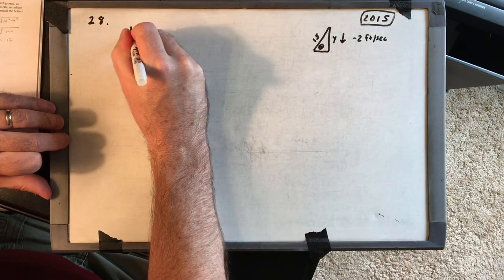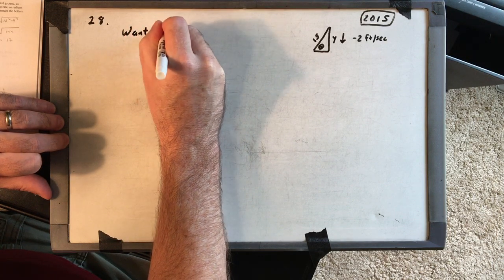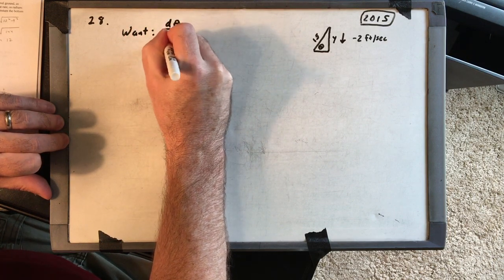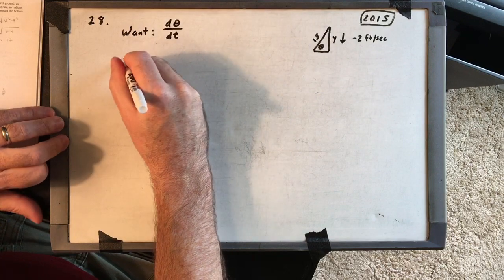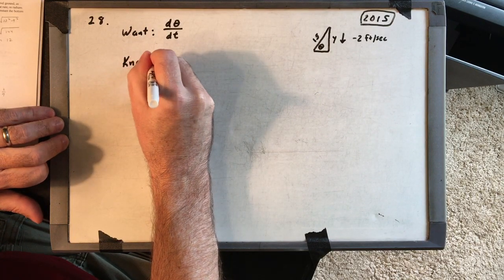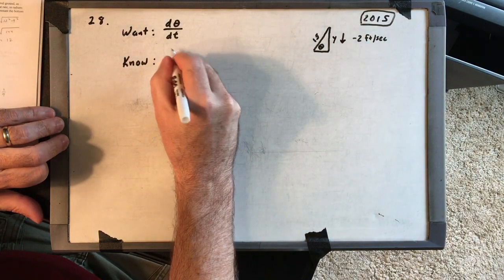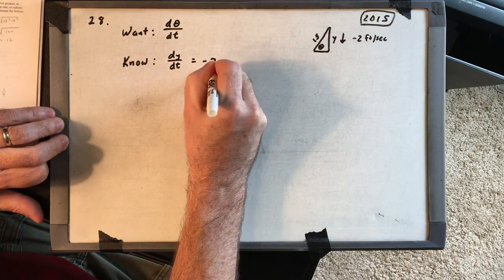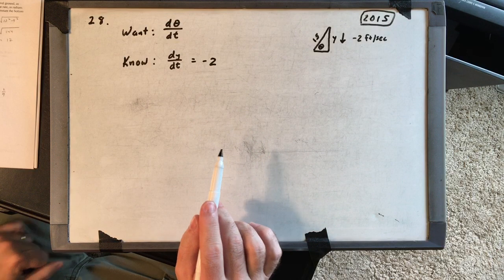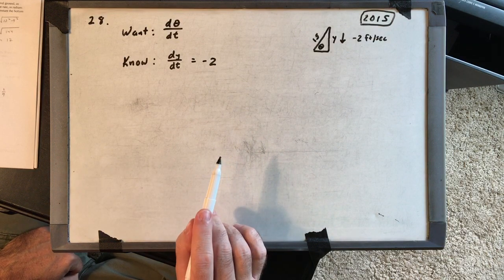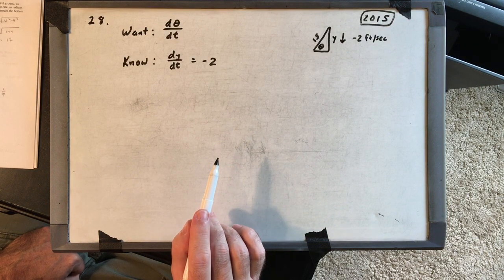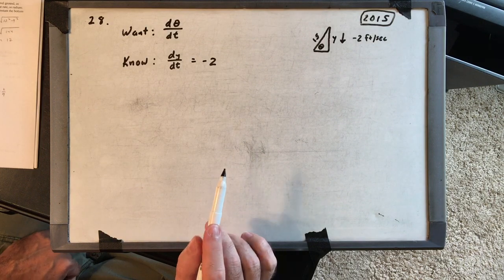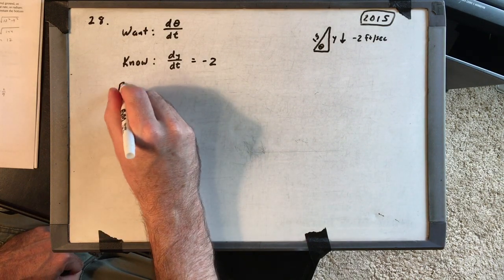All right, so we want d theta dt. What do we know? Well, we know dy dt is equal to -2. Now, if you accidentally make that +2, the answer you get will just be a different sign than the correct answer, and that still may be okay. You can figure it out. All right, relate.